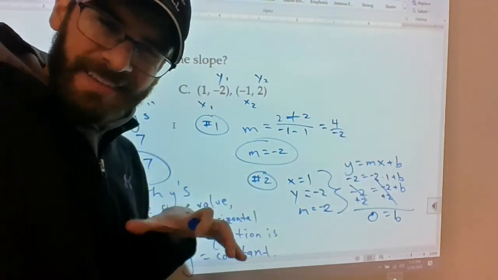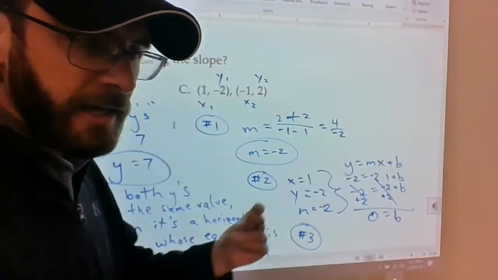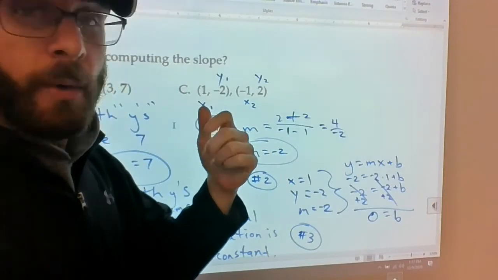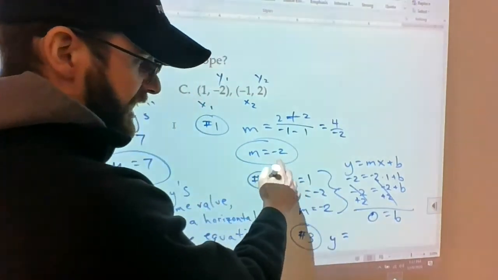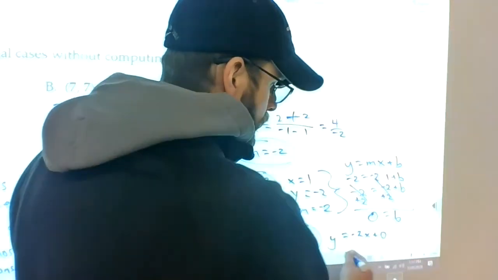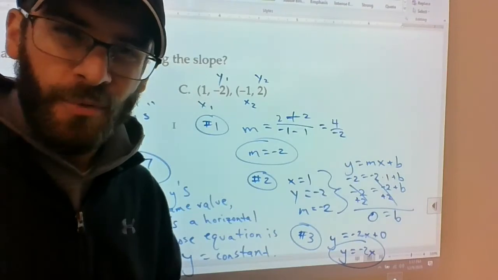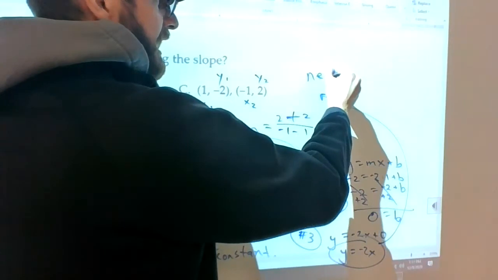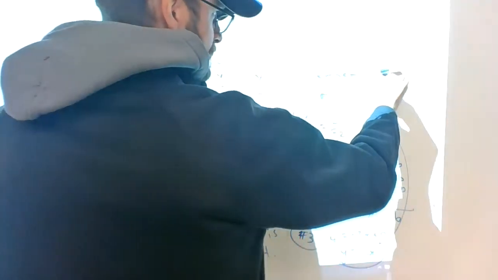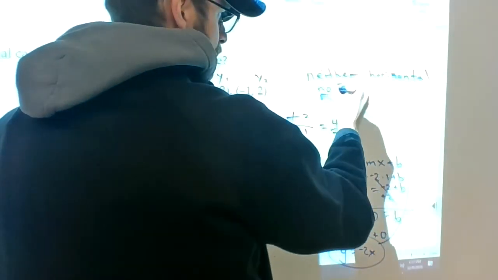And that's kind of a special case. But it's not a special case that can just be identified like that as, oh, it's a vertical or horizontal line. This is perfectly acceptable to call this y equals negative 2x plus 0, which is the same as y equals negative 2x. All right, so that is neither a horizontal nor a vertical line. You might want to write that in your notes, maybe up here. Neither horizontal nor vertical.